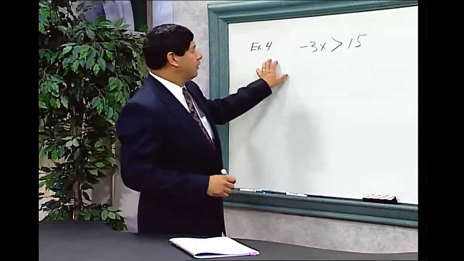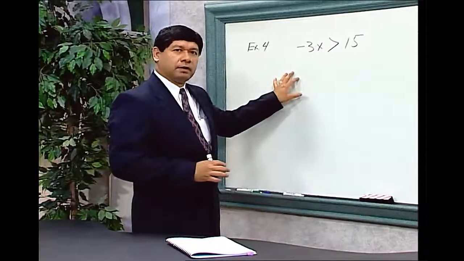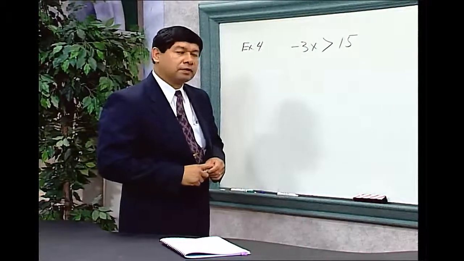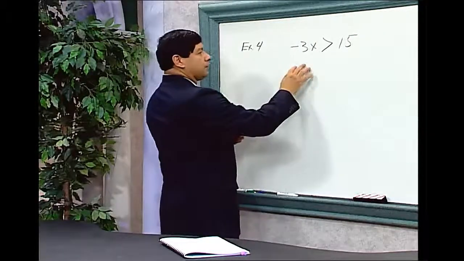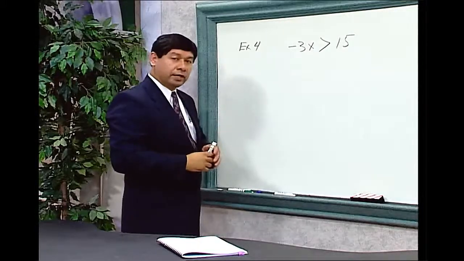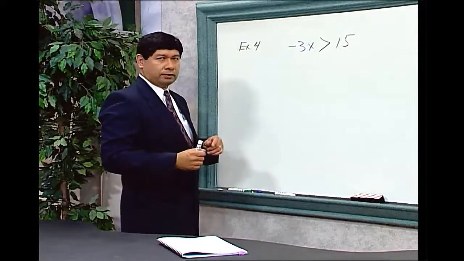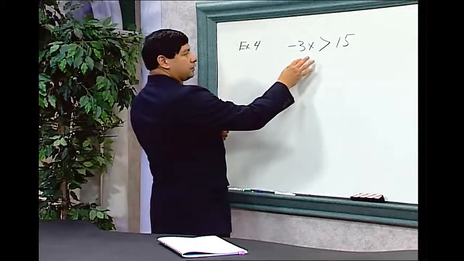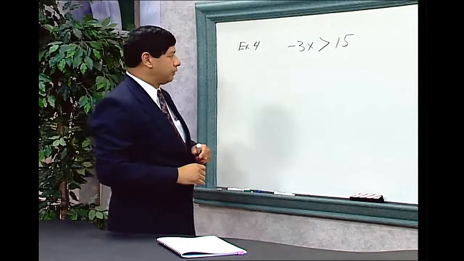Example number 4, there's a principle that we're working with in this problem. It's called the multiplication principle of inequality. And what we're working with here is whenever we divide or multiply both sides of our inequality by a negative term, then we change the direction of the inequality. So our variable in this case is x. The coefficient of our variable is -3.